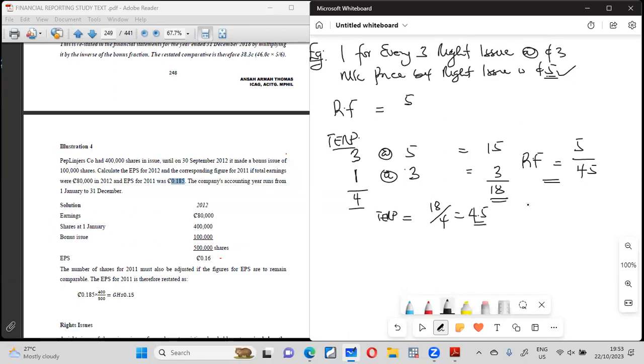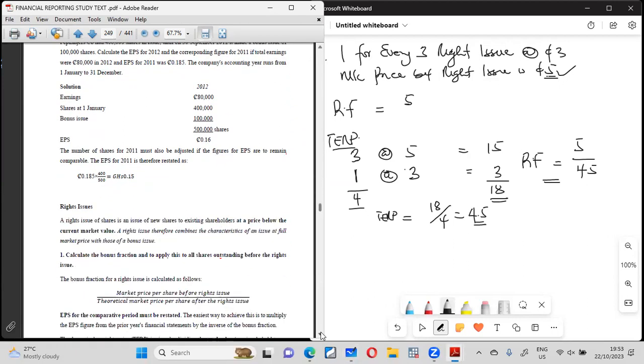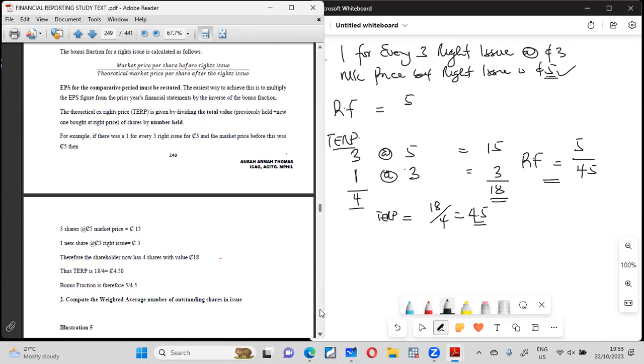Now that I have my right fraction, I'm going to apply it on the number of shares that existed before the right issue, just like we did the bonus issue. The number of shares that existed before. So if I have this, then we can use it and multiply it. Now, look at this illustration. Let's use it to build on this illustration.